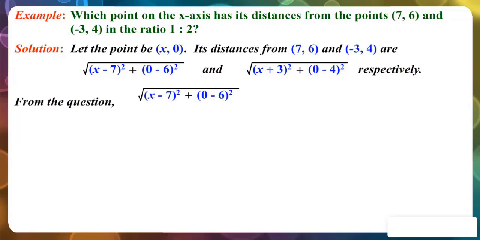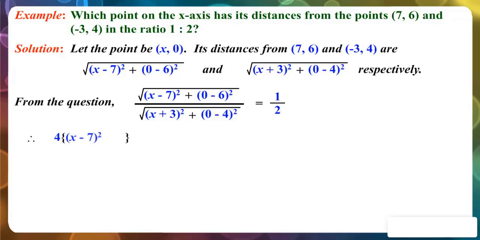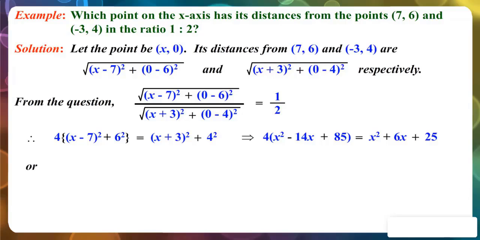From the question, under root (x minus 7) whole square plus (0 minus 6) whole square divided by under root (x plus 3) whole square plus (0 minus 4) whole square is equal to 1 by 2. Therefore, on squaring both sides and on cross multiplication, we get 4 into [(x minus 7) whole square plus 6 square] is equal to (x plus 3) whole square plus 4 square. This implies 4 into (x square minus 14x plus 85) is equal to x square plus 6x plus 25, or taking like terms on one side, 3x square minus 62x plus 315 is equal to 0.